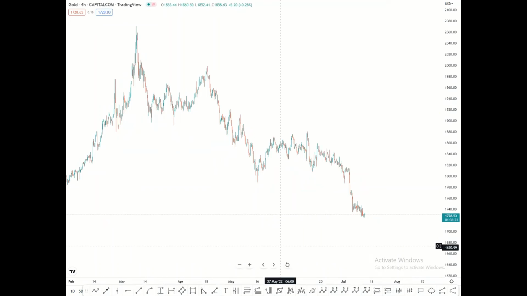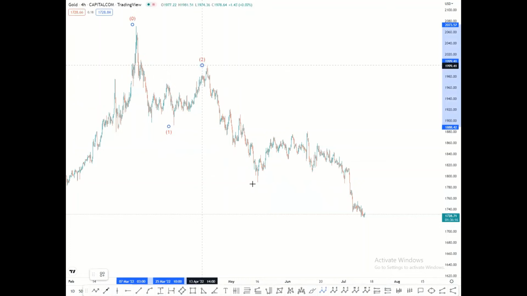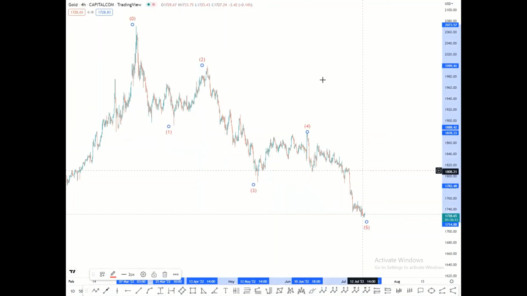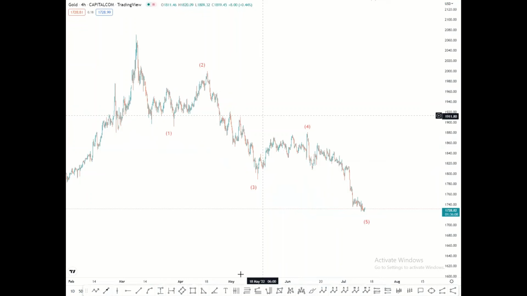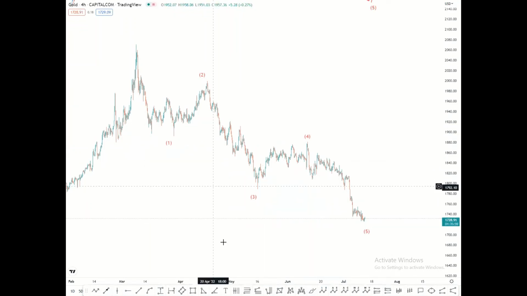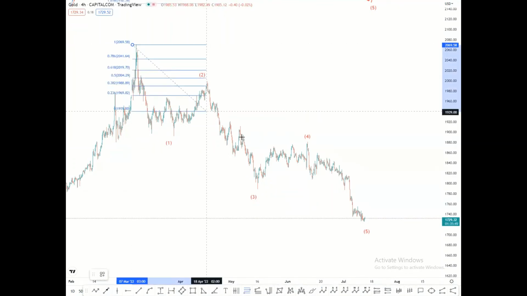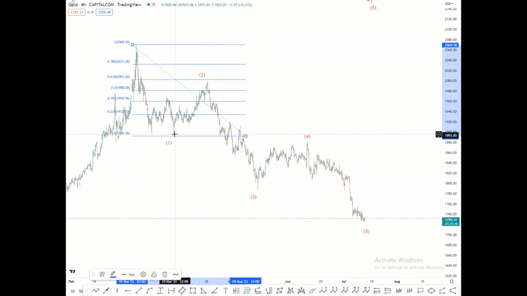So let's number our waves. 1, 2, 3, 4, 5, right? 1, 2, 3, 4, 5. And wave 2 must retrace at least to 50% or 60% or 78%, right? So let's take this Fibonacci tool and put it down here where it started over here, and then wave 1 ended over here and showed a weakening sign going up again.